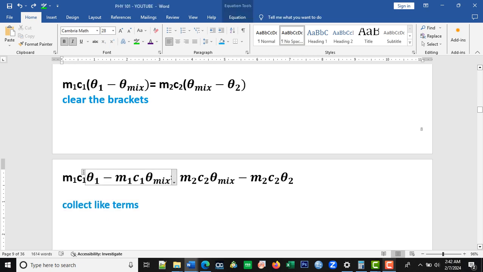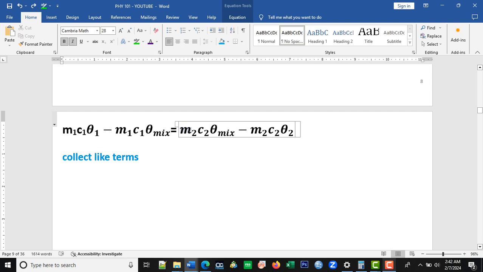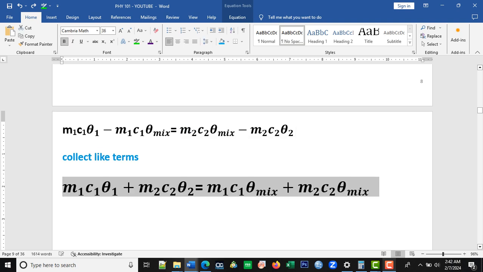If I'm moving a minus sign, like minus M1 C1 θ mix to the right hand side, the sign will change because this is negative. It will change to positive. If I'm moving a positive value to the left hand side, the sign will change to negative and all of that. So let's look at the next step. If we collect like terms, then we will have M1 C1 θ1 plus M2 C2 θ2 equals M1 C1 θ mix plus M2 C2 θ mix.